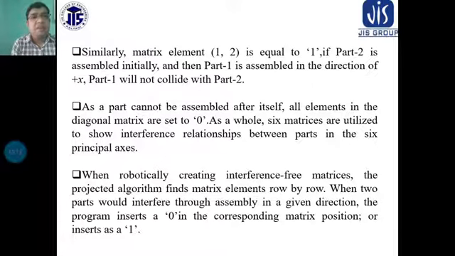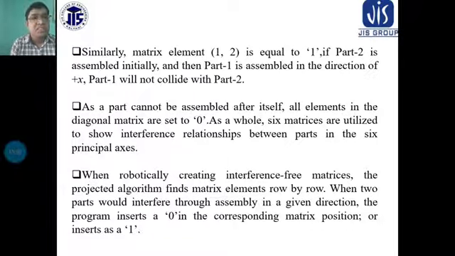Similarly the matrix element 1 2 is equal to 1. That is, if part 2 is assembled initially, and then part 1 is assembled in the plus x direction, part 1 will not collide with part 2. And similarly, as a part cannot be assembled after itself, all elements in the diagonal of the matrix are set to 0. That means the diagonal you have to consider is set to 0.